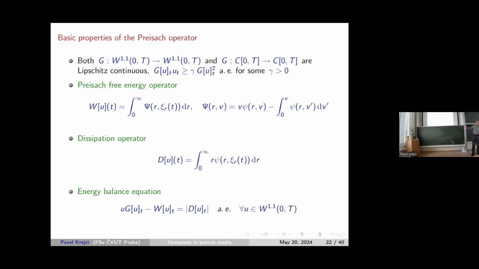Now, look, this is indeed an energy balance. What is u? u is the pressure, the force. Force times velocity, this is the power supplied to the system, minus the potential energy increase, minus the dissipation. Dissipation is positive, in agreement with thermodynamics.